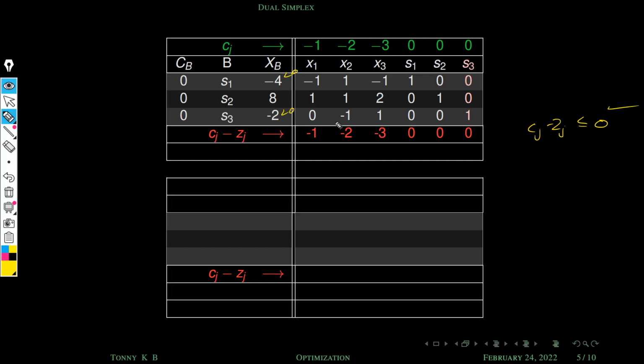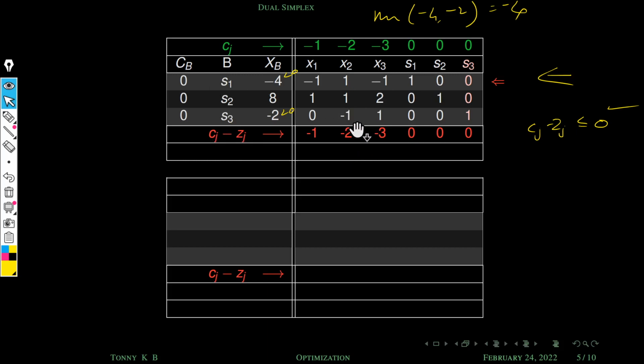Then how to choose the key row? The key row is the minimum. Minimum of minus 4, minus 2. In this case, the minimum is minus 4. So you have to choose this row as our key row. Clear? So I'm going to choose this row as the key row. Next, this basic variable s1 leaves the basis. So next we have to find the entering variable, that means we have to find the key column.